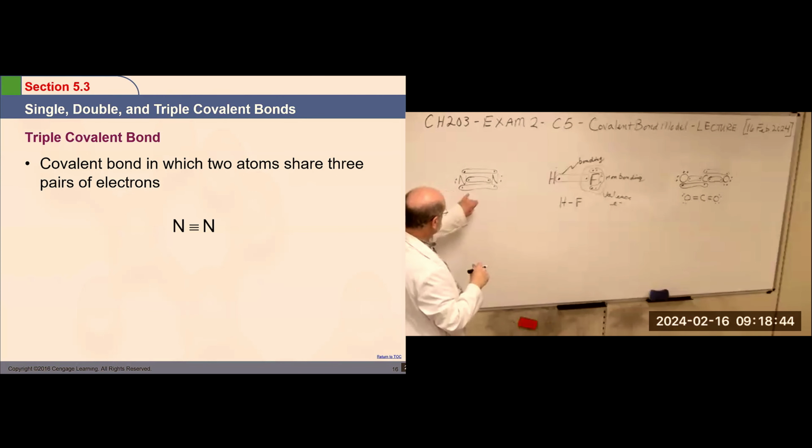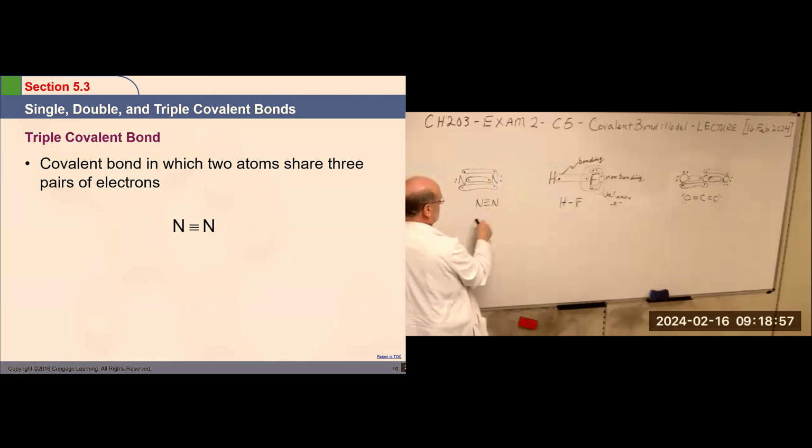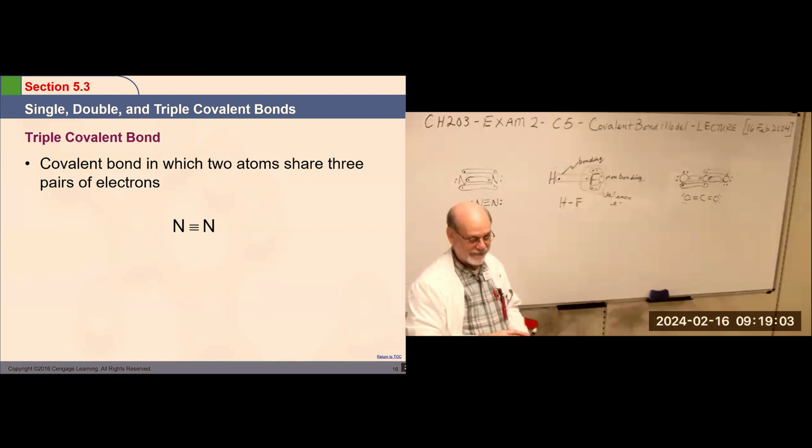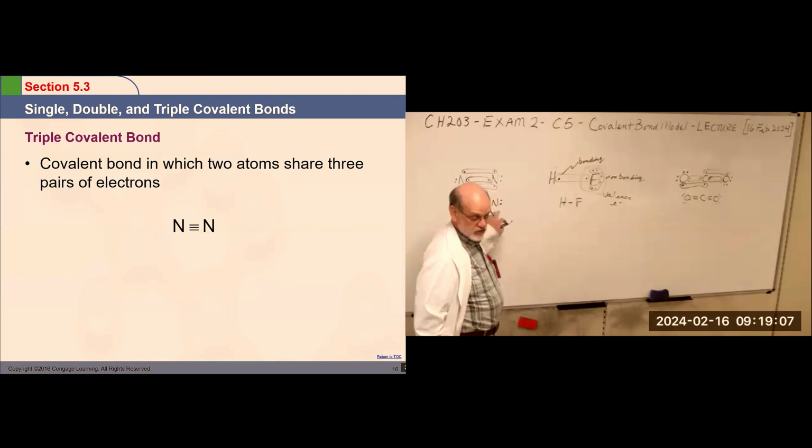So they just decide we're going to share these. Now this nitrogen thinks it has 2, 4, 6, 8. This one thinks it has 2, 4, 6, 8. Okay, and it has a triple bond. There's a bond, there's a bond, there's a bond. 3 bonds. And then we have non-bonding electrons here. Okay, nitrogen, this bond is extremely strong.